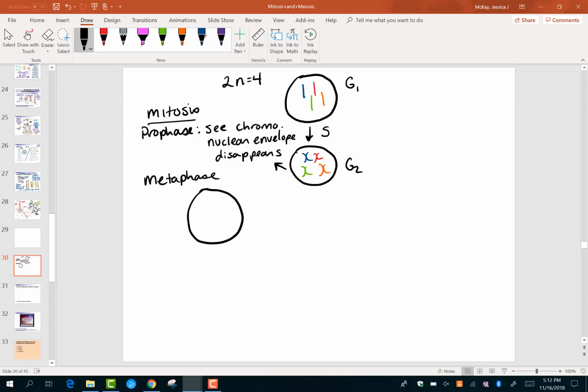And what is important in mitosis metaphase is that you line up all the chromosomes right down the middle. Okay. Line up, down, middle, to split the sisters. Okay.